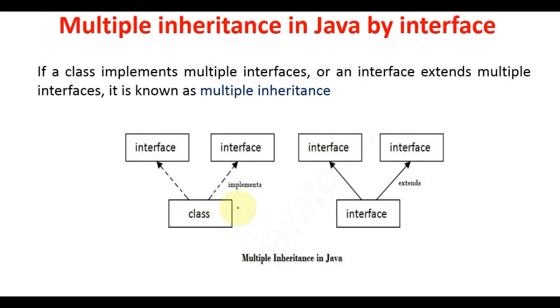As you can see from the figure, a class is implementing two interfaces, so there is a multiple interface scenario, and again an interface is extending multiple interfaces, so there is also a multiple interface scenario. So we can call it multiple interface in two scenarios: when a single class implements two different interfaces, and when an interface extends two different interfaces. These particular cases we call multiple interface.